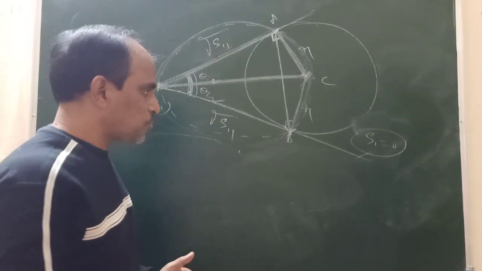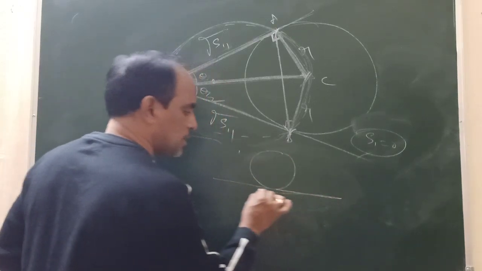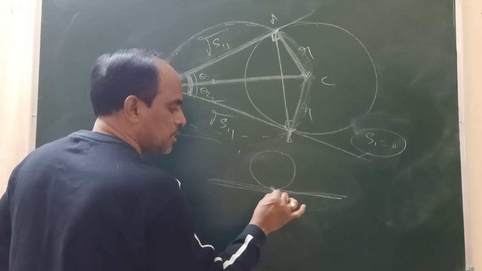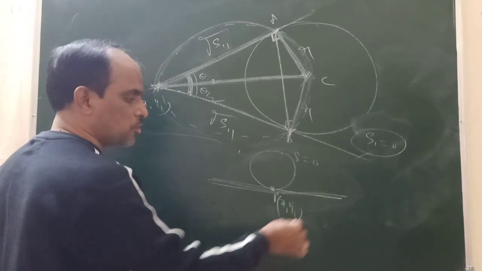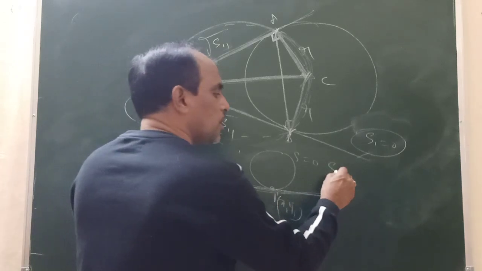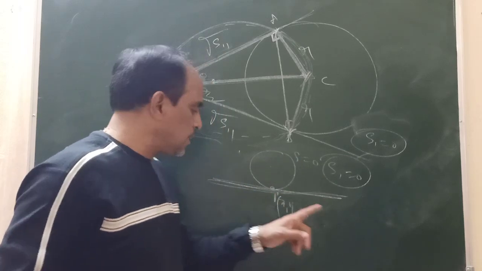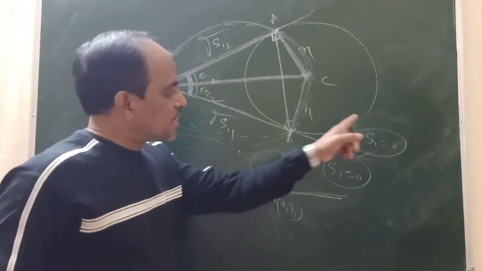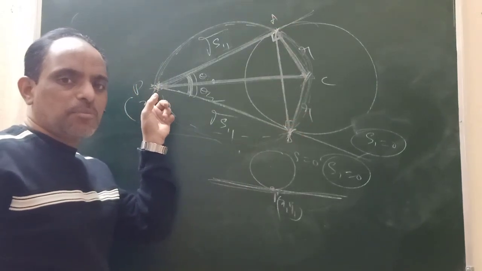And I forgot to find the equation of tangent. Suppose this is a tangent. This is the point of contact x1, y1, and the circle is S is equal to 0. The equation of tangent at this point is also S1 is equal to 0. So S1 is equal to 0 is the equation of tangent at the point of contact, and S1 is equal to 0 is also the equation of chord of contact from an external point.